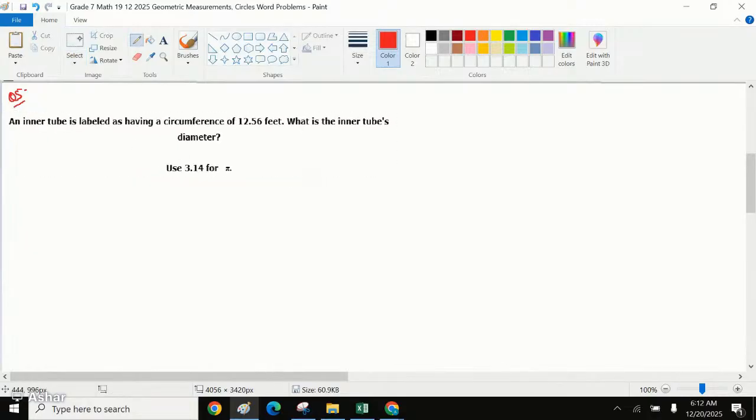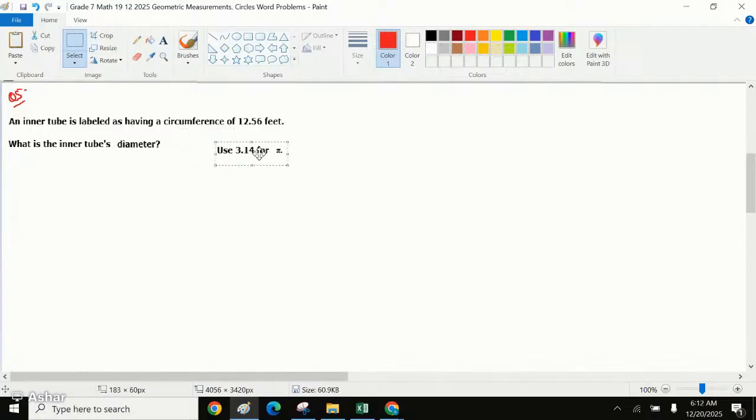I'll just paste the question and let's align this so that it's easier to read. We use pi to be this. What is the inner tube's diameter? The question is asking us, what is the diameter, where the value of pi is 3.14. It says an inner tube is labeled as having a circumference of 12.56 feet. The circumference is given to us. That means if we have a circle, the outer length is given to us, 12.56 feet.